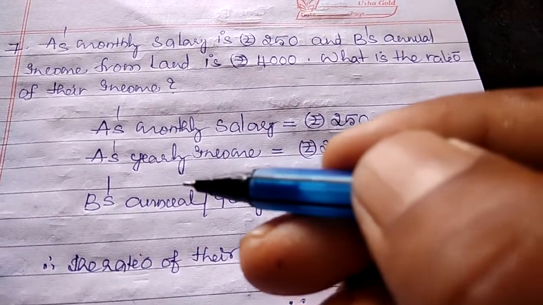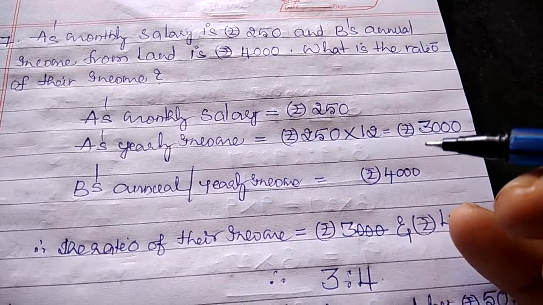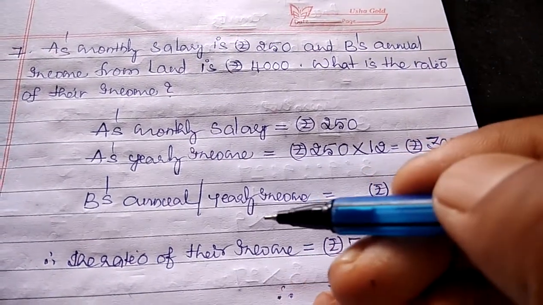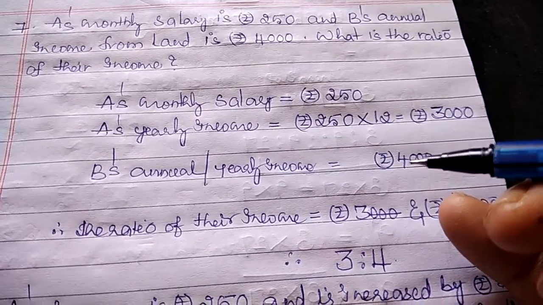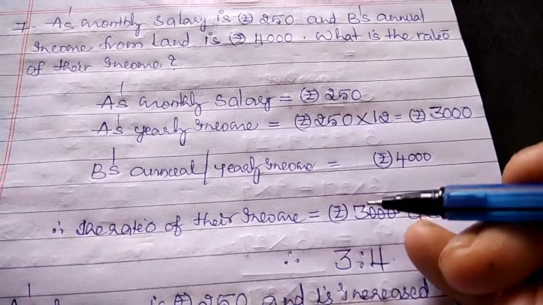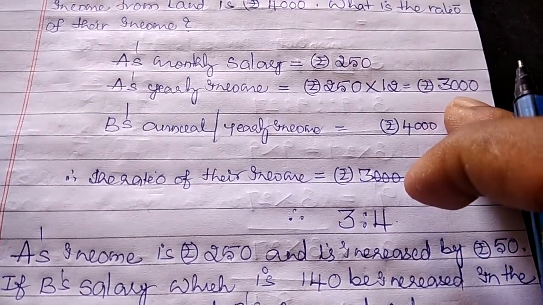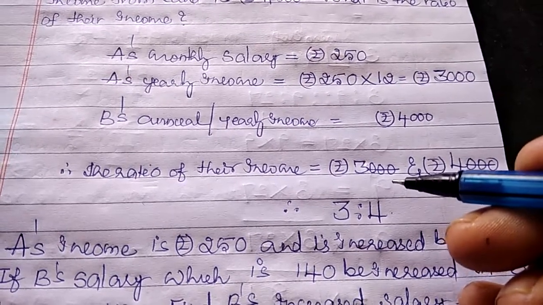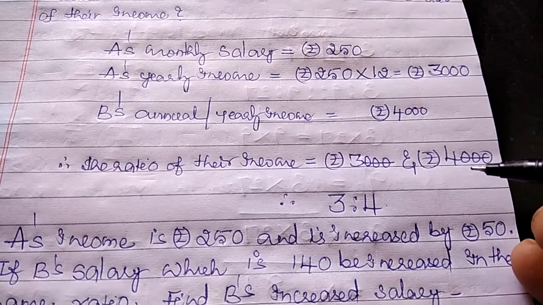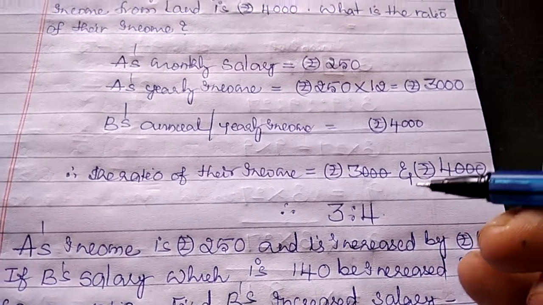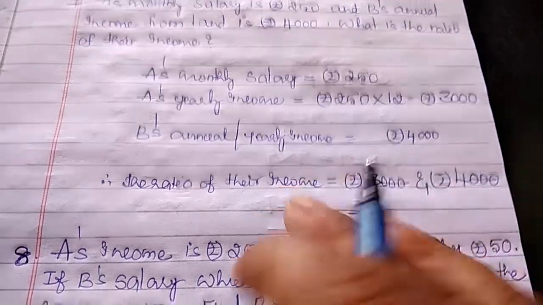So we must convert it to yearly income: rupees 250 into 12 is rupees 3,000. B's annual or yearly income is given as rupees 4,000. Then comparing these figures in ratio, the ratio of their income is 3000 to 4000. The zeros get cancelled, therefore 3 is to 4. So this is the ratio of their salary.